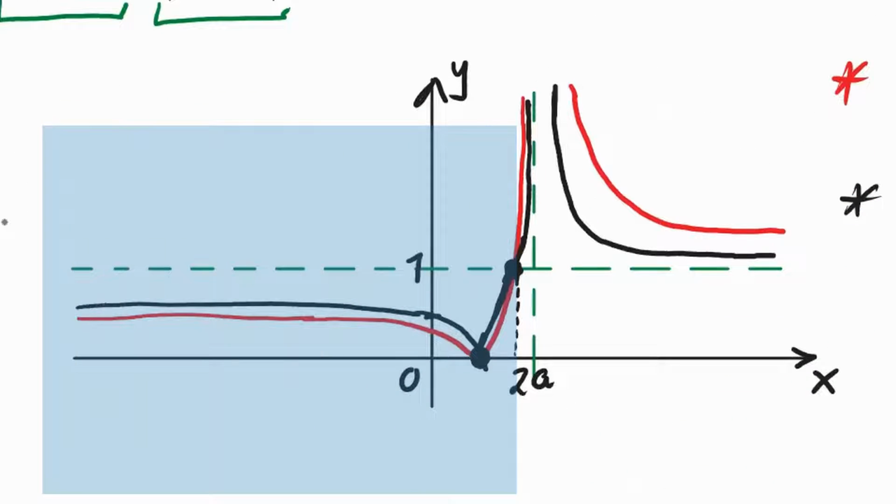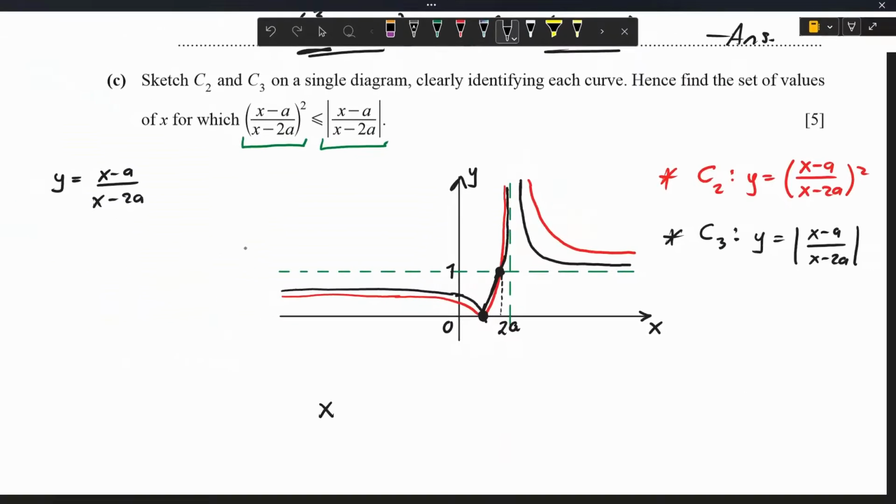For all values that are to the left of that line, the squared graph, which is the one in red, is vertically below the modulus graph, which is the one in black. So we are saying that the solution is values of x that are less than or equal to that x value, which is 3/2 of a. So that's the answer right here. And that's how we answer this particular question.